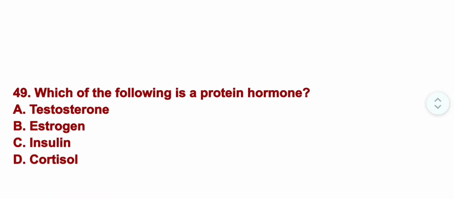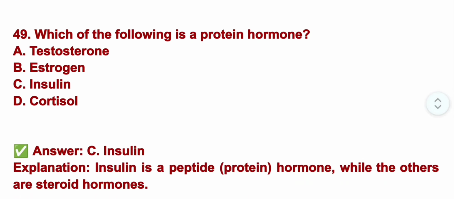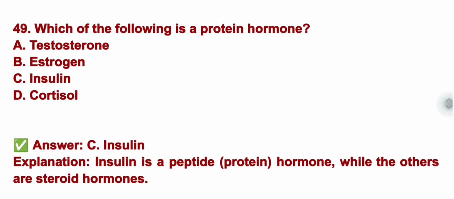Question number 49. Which of the following is a protein hormone? The correct option is option C, insulin. Insulin is a peptide or protein hormone, while the others are steroid hormones.